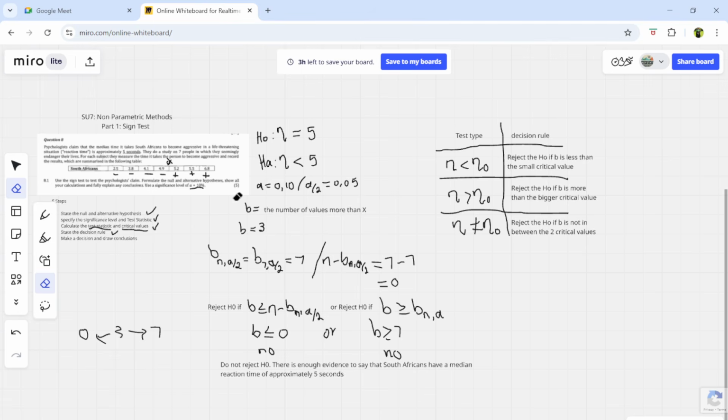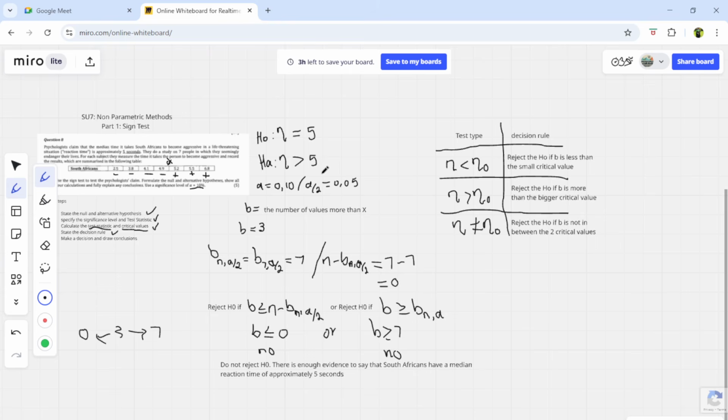The same applies if it's right-sided. It's going to be like this, and then you'll be testing if the reaction time is greater than 5 seconds. In that case, you do everything else, and then you look for where b is. You reject the hypothesis if b is more than the bigger critical value, the one that says 7. Is b more than 7? No, it's not. Then that means you do not reject the null hypothesis.